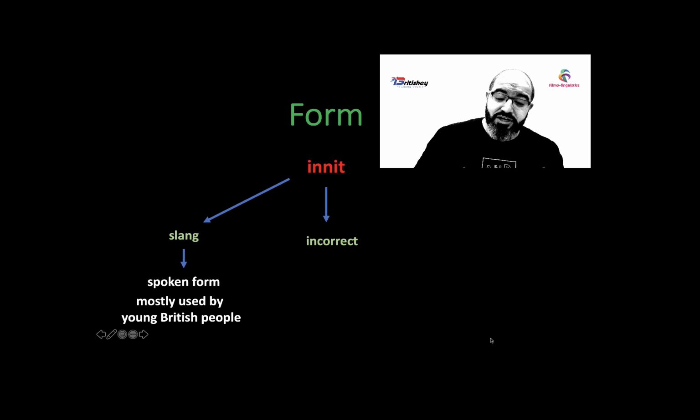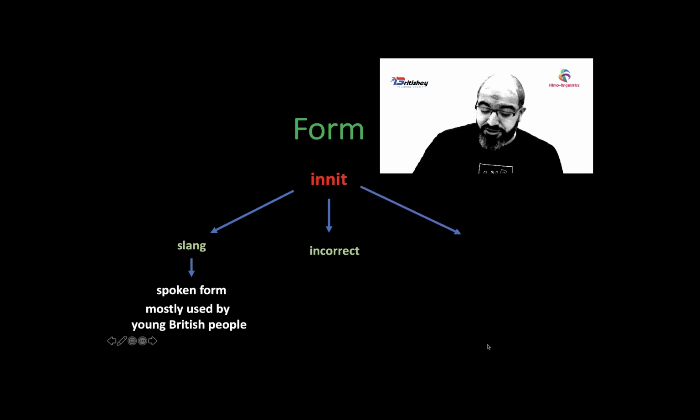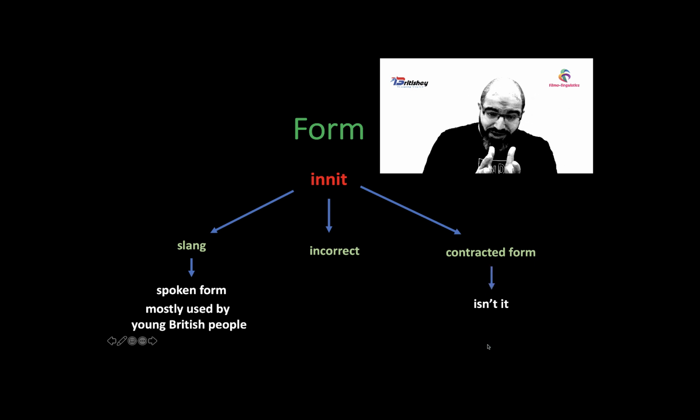And of course, we cannot use innit when it comes to formal writing. We can keep that to Facebook chatting or WhatsApp, you name it. But of course, not exams, not formal writing. And again, it's also a contracted form because, as we said, it comes from isn't it. And when we look at isn't it, these are two words. And these two words have become one, which is innit.